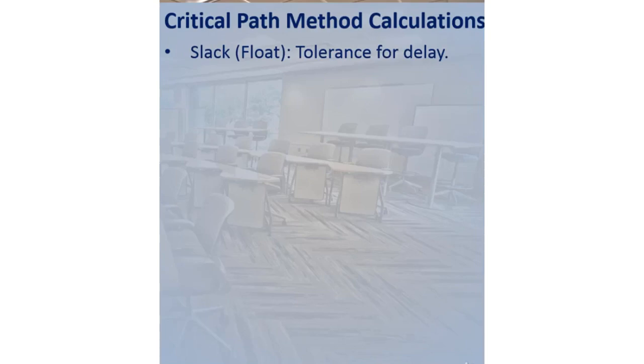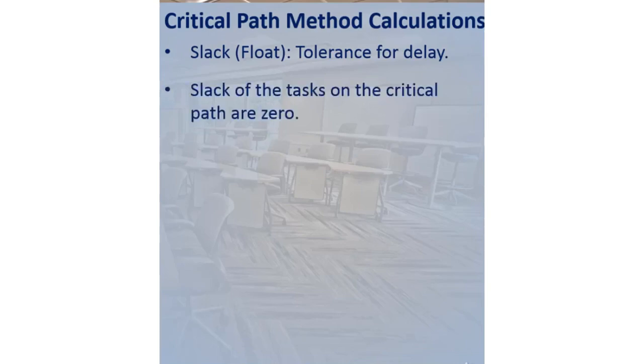Activities on this critical path or paths do not have any tolerance for delay. Tolerance for delay is called slack. This term is synonymous with the term float. But since MS Project uses the term slack, we will prefer this term to represent the tolerance for delay. If the tolerance for delay is 0, this means that the slack is 0. In short, slack of the tasks on the critical path are all 0.